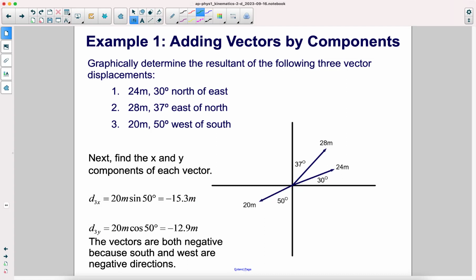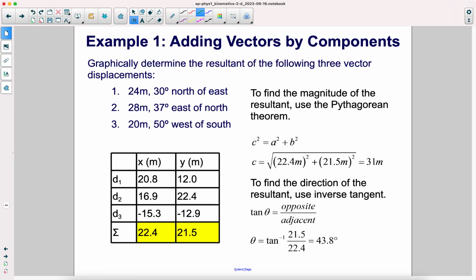Finally, we do the same thing with the third vector. Now this one's a little different. These vectors are both going to come back negative because they're going south and west. And since north is positive and east is positive, that means that west is negative and south is negative. So these vectors are both pointing in the negative directions.